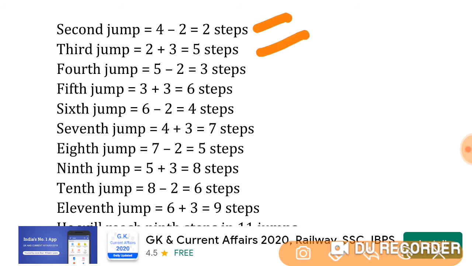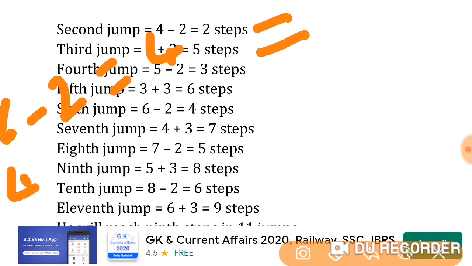In the fourth jump, from the fifth step, again it is going back, so it reaches the third step only. Again in the fifth jump, from the third step it will go up, it is positive. Sixth step it will reach, again it will go back, because one step is positive, one step is negative. So 6 minus 2 is 4, it is the sixth jump.